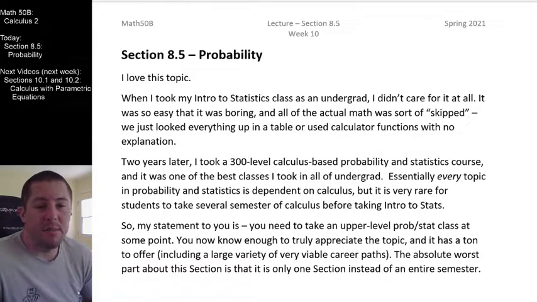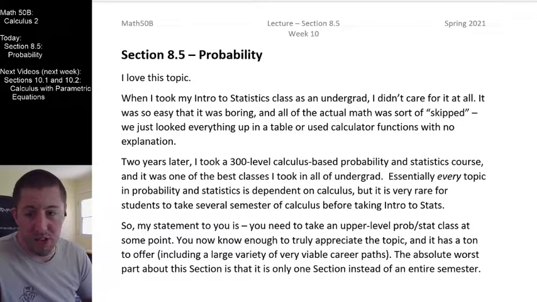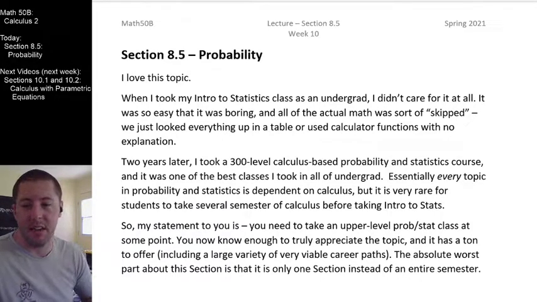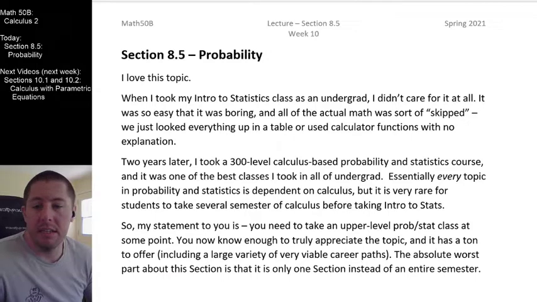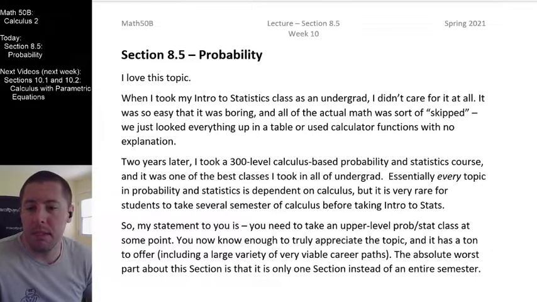The reason why is because it turns out that pretty much every single topic in probability and statistics depends on calculus for all of its definitions and computations, which means all that math is really skipped when you take Introduction to Statistics because it's never expected that anybody's seen calculus if you're in an Intro to Stats class. So what I am telling you is that you should seriously consider taking an upper level probability and statistics course now that you've taken all this calculus here.